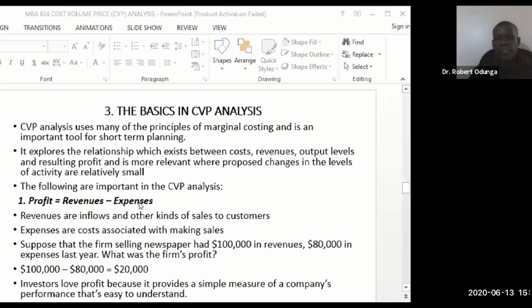And then expenses is also now the cost that we are incurring to make these sales, to produce and make the sales. For example, suppose that the firm selling newspaper had $100,000 in revenue, 80,000 in expenses last year. What was the firm's profit? So the profit is actually the difference. It's just as simple as that.